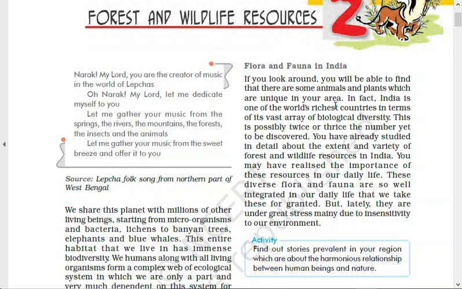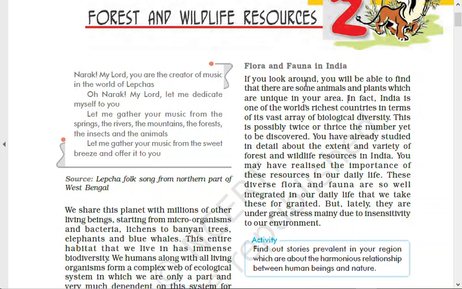So that you can understand, in Japan we don't have elephants, right? Or other animals like pandas. Pandas are only found in China, right? And others like tigers. Tigers and lions are found in India. India is the only country where tigers and lions are both found.